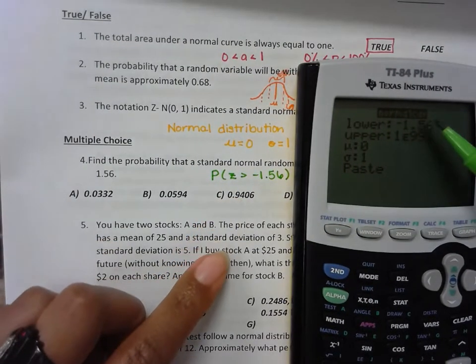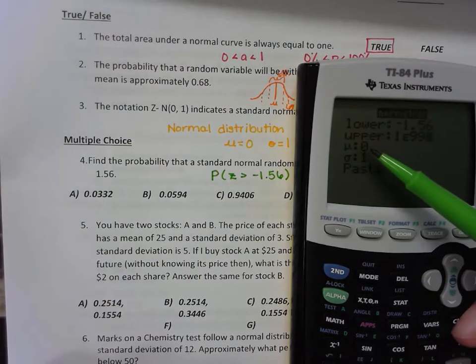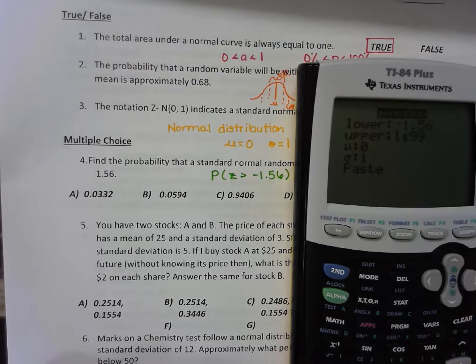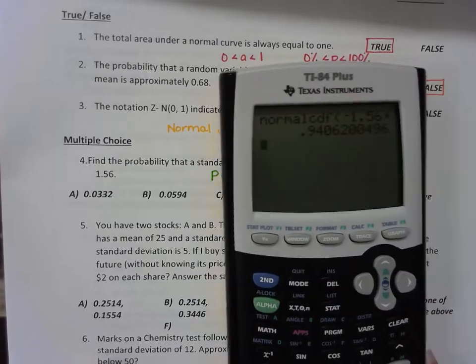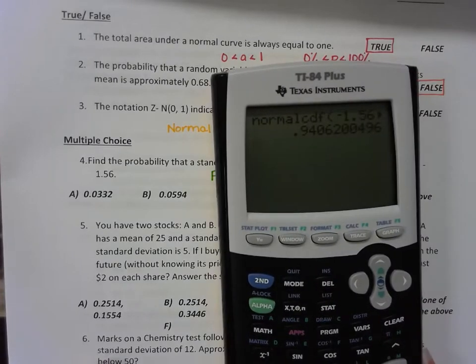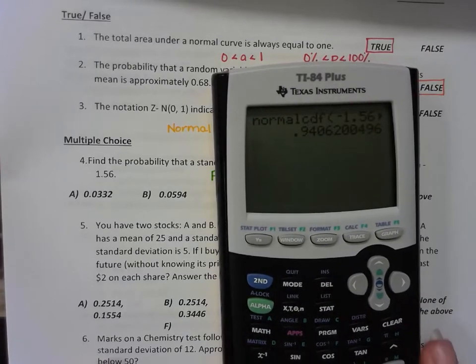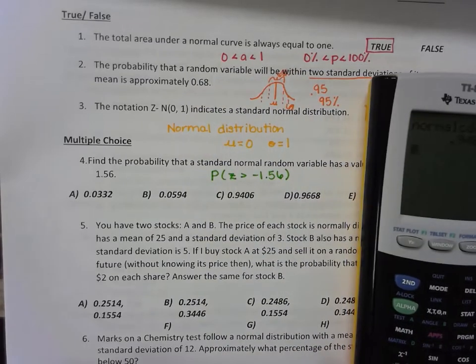Since it is a z-score, I shall leave my mean as 0 and my standard deviation as 1. Let's enter 3 times. Round it to the nearest 10,000. I see that my answer is C.